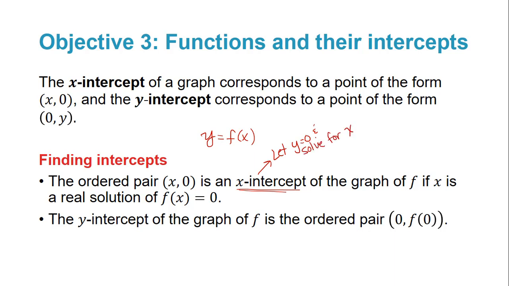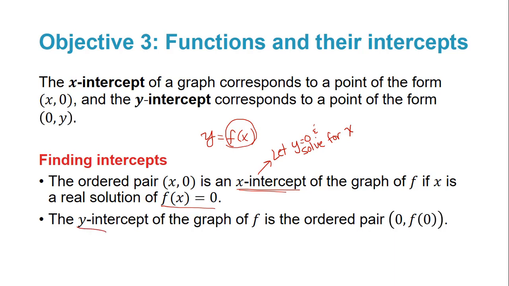In our function notation, f of x is what is representing y, so when we say let y equal 0, we're actually setting f of x equal to 0. That will be some equation that we're going to solve, and then the x values that are solutions to that equation become the x-coordinates of the x-intercepts, right? So the ordered pair (x, 0) is an x-intercept of the graph of f if x is a real solution of f of x equals 0.